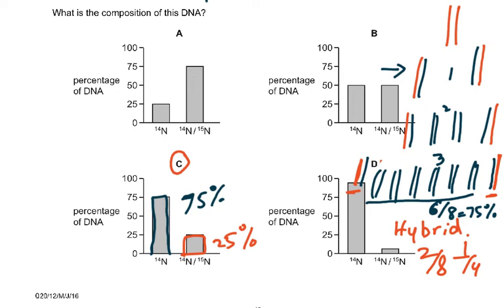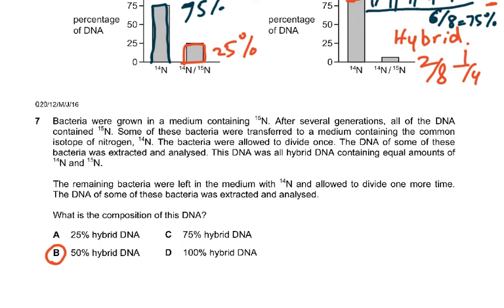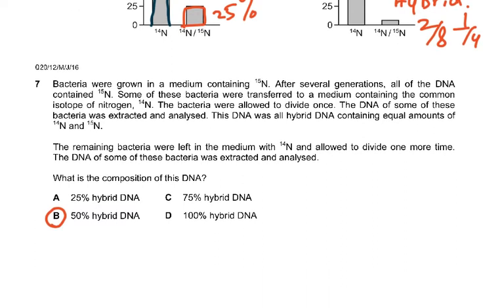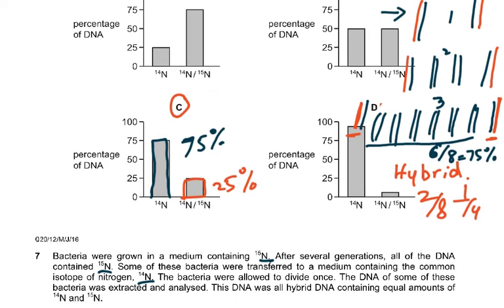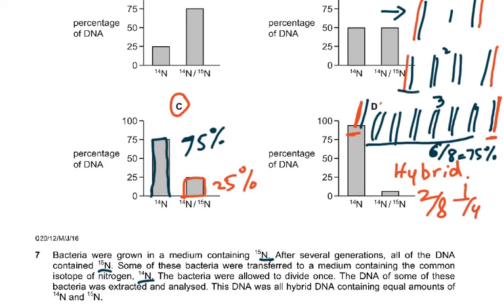Next question, number 7. Bacteria are grown in a medium containing N15. After several generations, all the DNA contains N15. Some bacteria are transferred to a medium containing the common isotope N14. Bacteria are allowed to divide once. The DNA of some of these bacteria is extracted and analyzed. The DNA was all hybrid. The remaining bacteria were left in the medium with N14 and allowed to divide one more time. The DNA of some of these was extracted. Now, this is the situation here, 50% here.